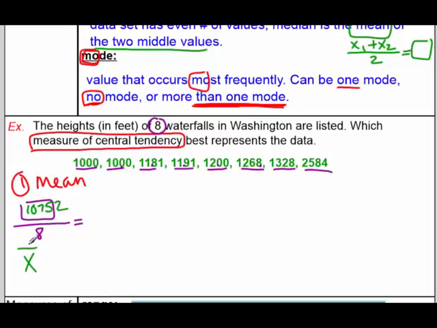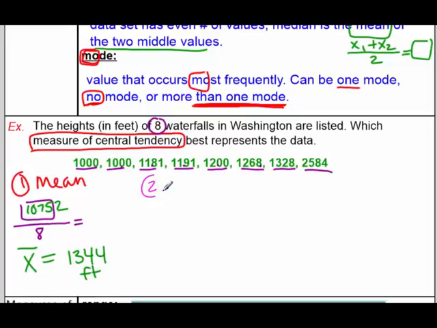Remember, X bar means mean. You should have your average to be 1,344 feet. So the average height of all 8 waterfalls, if you add them all together and divide by 8, is 1,344 feet. Okay, let's do the second one.